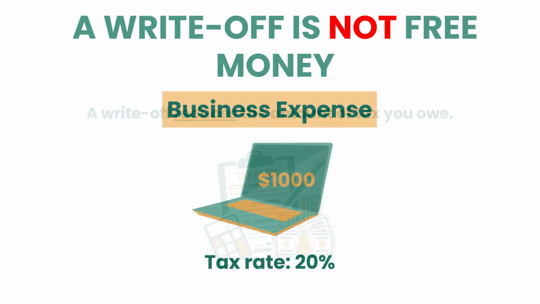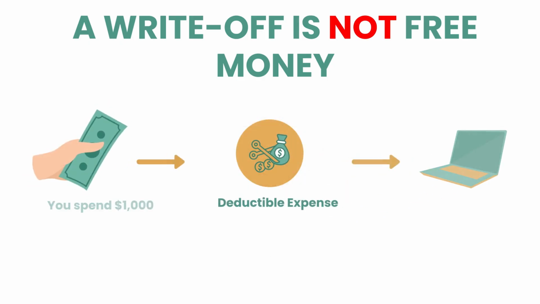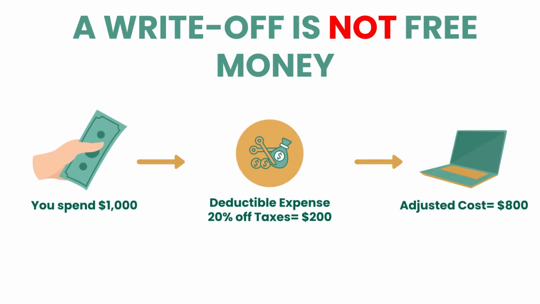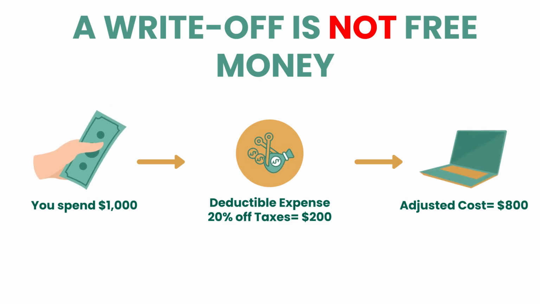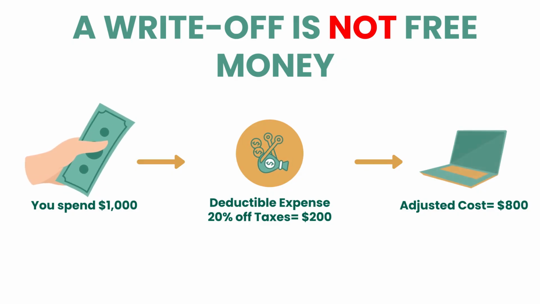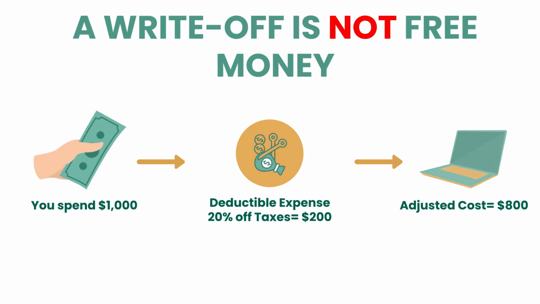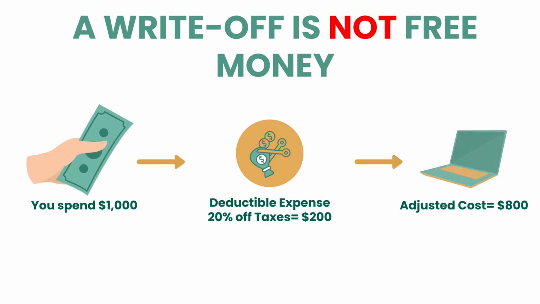Example, you buy a laptop for your business for $1,000. Your tax rate, 20%. Here is what happens. You spend $1,000. That's real money leaving your pocket. Because this is a deductible expense, you save 20% of that on your taxes, so about $200. You spent $1,000, so the laptop actually cost you $800, not zero. A write-off is like a discount on your tax bill, not a free purchase.